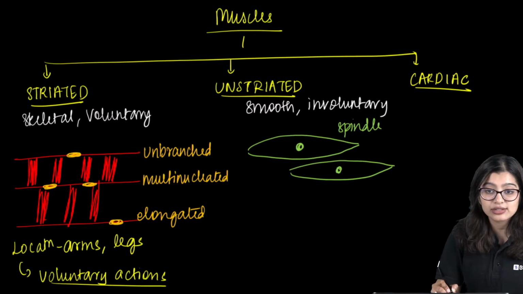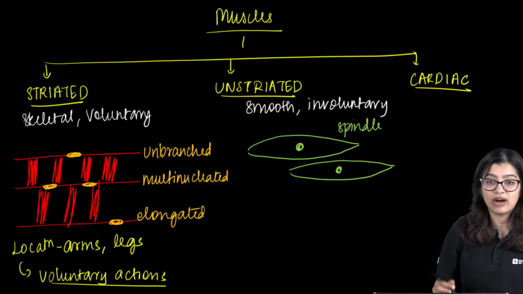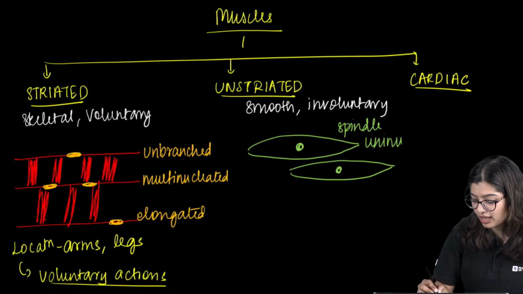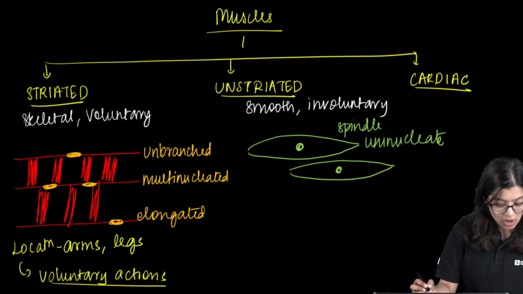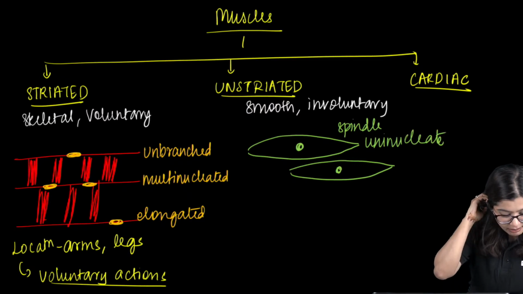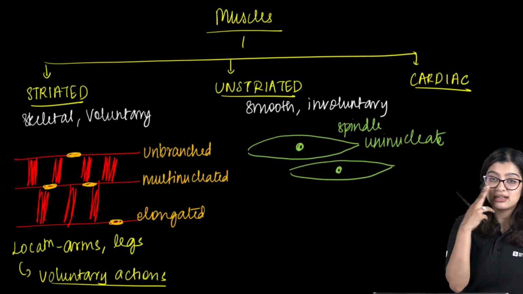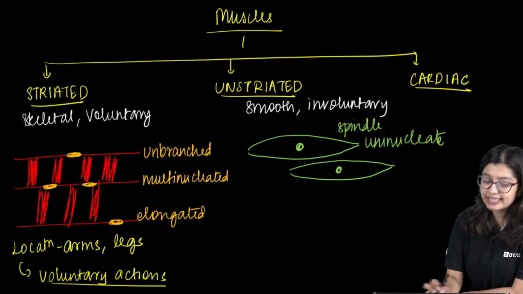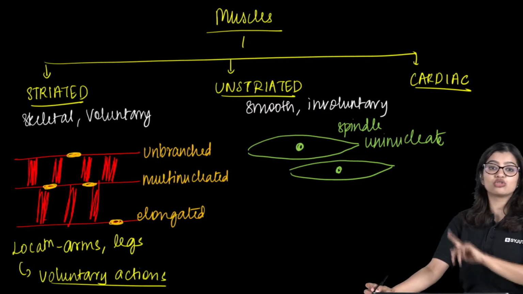And how many nuclei do they have? They have only one nucleus. So we call it uninucleate. And we see that again they are unbranched, so no branching is there. Why are they called visceral muscles? They are called visceral muscles because they make up a lot of the internal organs, right? So we see that they don't have any striation, so smooth.